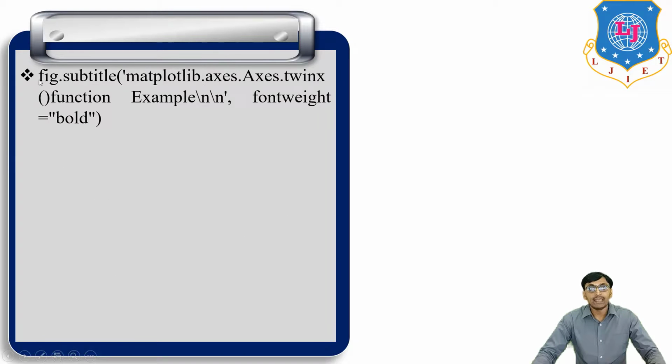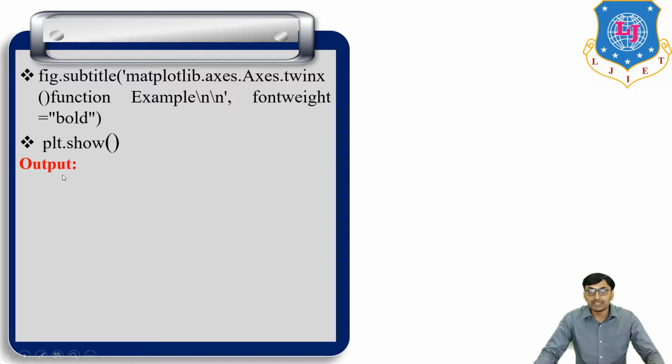Then fig.suptitle, matplotlib axis twinx function example, fontweight is equal to bold. Okay, then plt.show to display this graph.